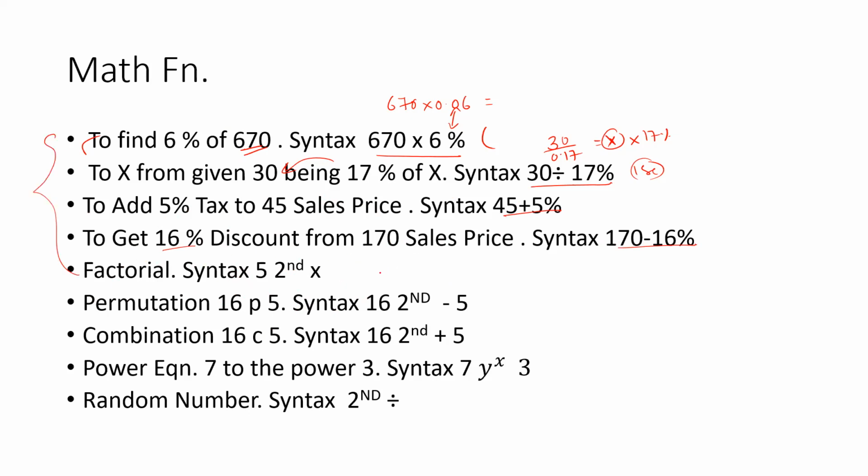Now let's say factorial. What is the meaning of factorial? Let's say I want to find out the factorial of 5. So factorial of 5 would mean 5 into 4 into 3 into 2 into 1, right? So instead of doing this lengthy calculation, all that we can do is press 5 and then press second and then press the multiplication sign. And voila, you got the factorial of 5. All of you are getting the same result?